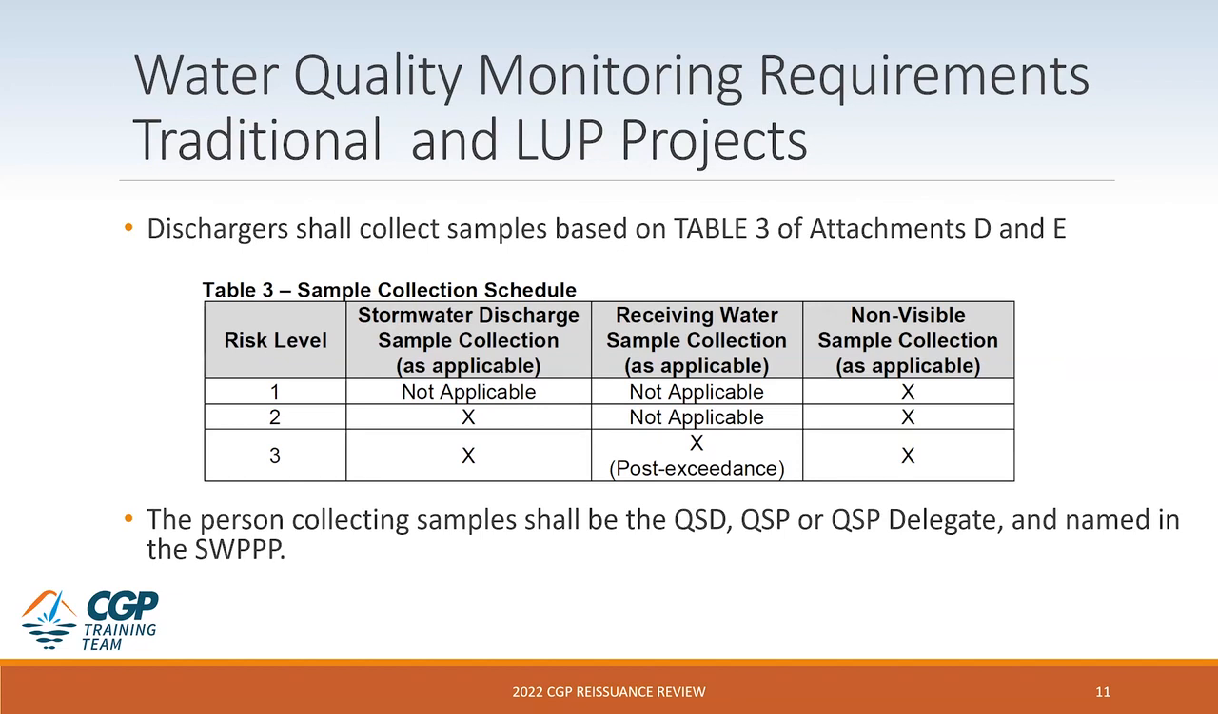Dischargers shall collect samples based on Table 3 of Attachments D and E, which is depicted here. And you can see that on risk level 1, you do not sample for stormwater discharge, but you do on risk levels 2 and 3. And on risk level 3, you may have to sample if you exceed the receiving water triggers. Of course, any risk level that has a non-visible pollutant that is released will be required to perform that sampling. Samples may be collected by the QSD, QSP, or a QSP delegate that is named in the SWPPP.